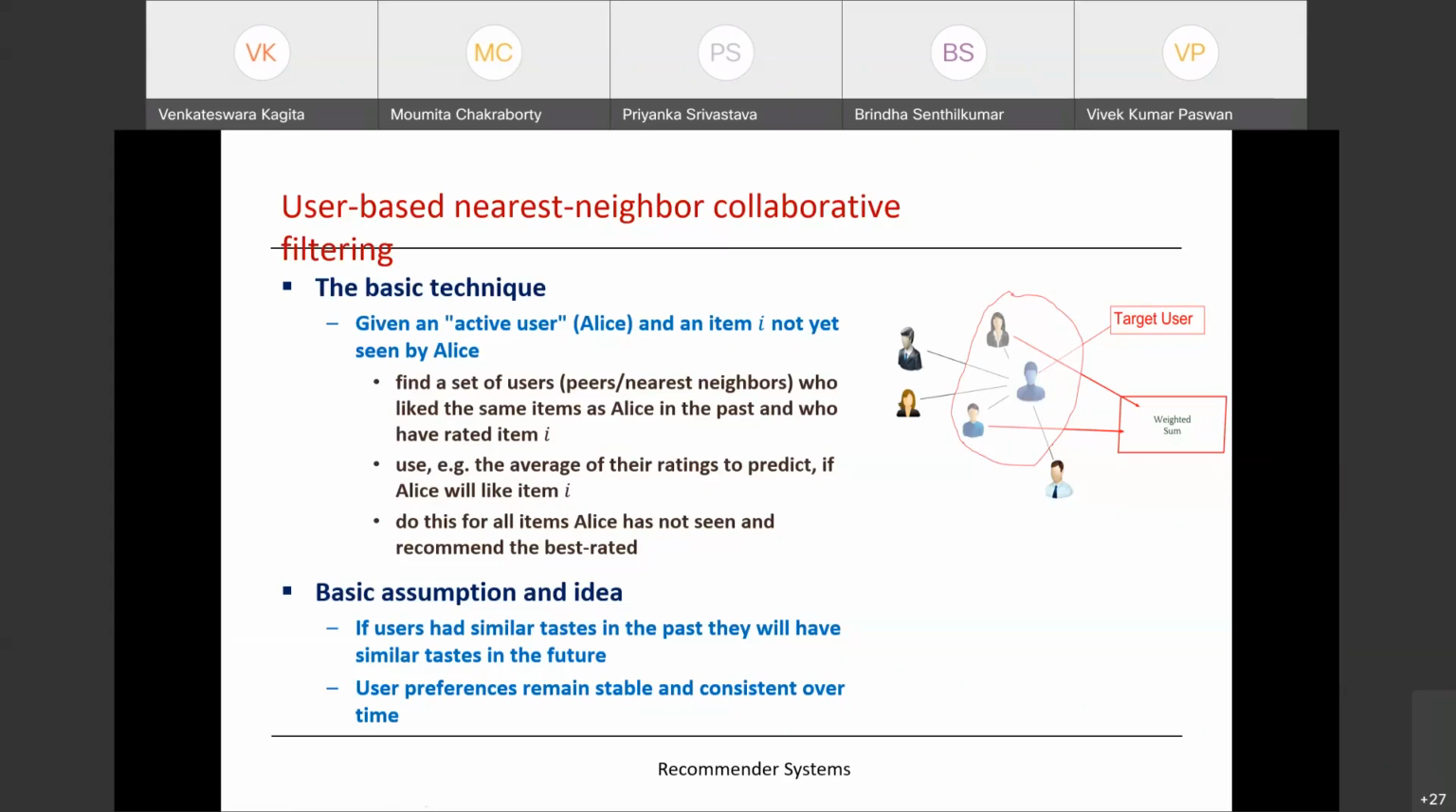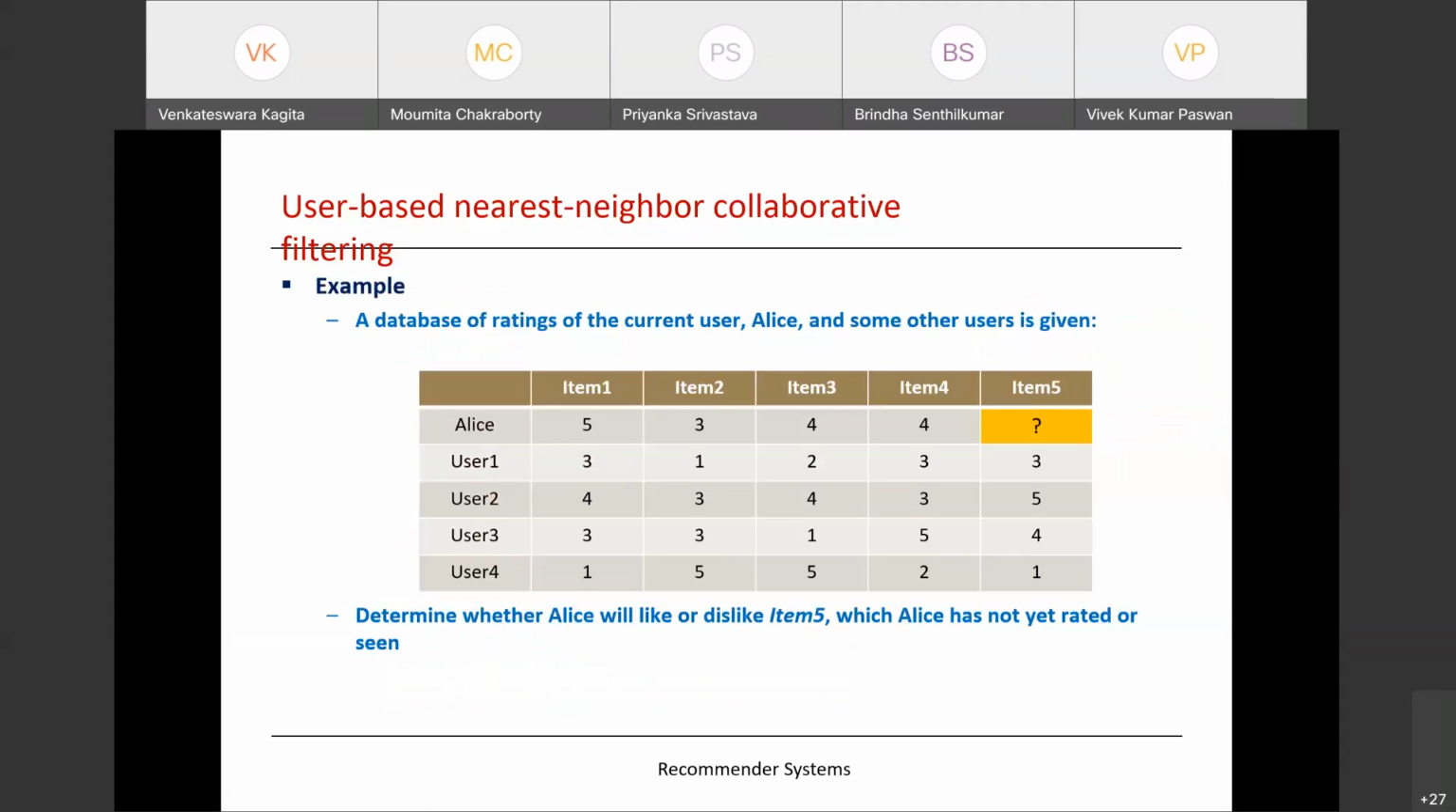So the assumption here is that if users had similar taste in the past, they will have similar taste in the future, and the user preferences remain stable and consistent over a period of time. Consistent and stable means if you have the same preferences now, you will have similar preferences in the future also. If two users have the same preferences now, they will have similar preferences in the future also. So that's what the assumption is. So we'll see the example.